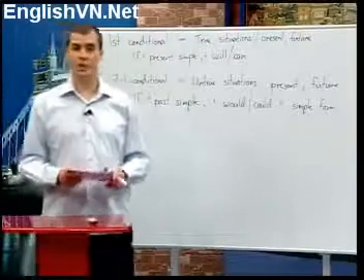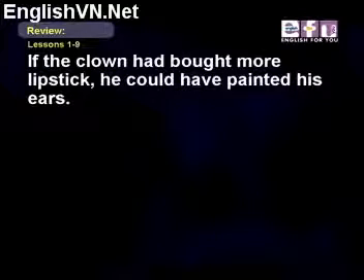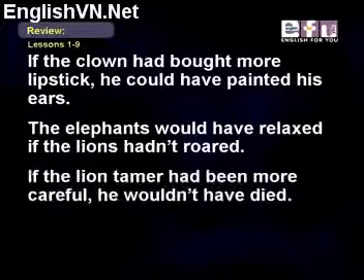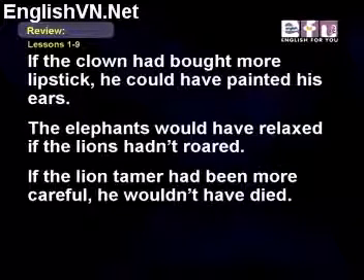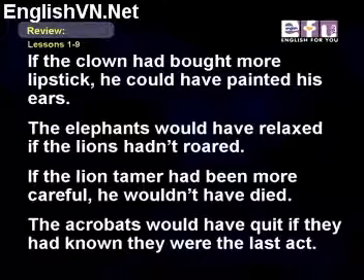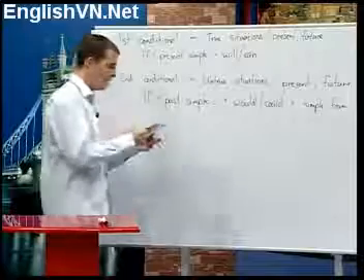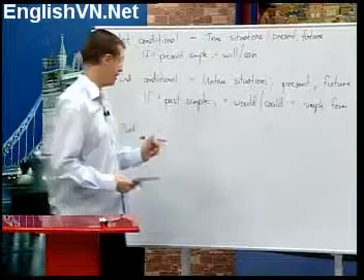Okay, let's review the third conditional now. Please have a look at these sentences. If the clown had bought more lipstick, he could have painted his ears. The elephants would have relaxed if the lions hadn't roared. If the lion tamer had been more careful, he wouldn't have died. The acrobats would have quit if they had known they were the last act. The third conditional is used for contrary to fact situations in the past, or untrue situations in the past.